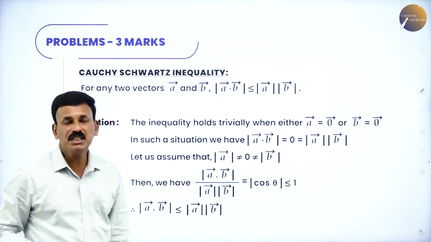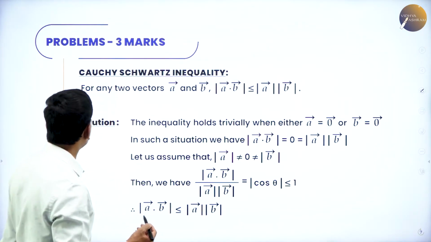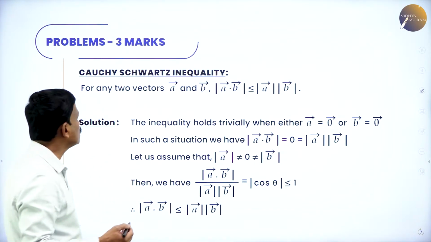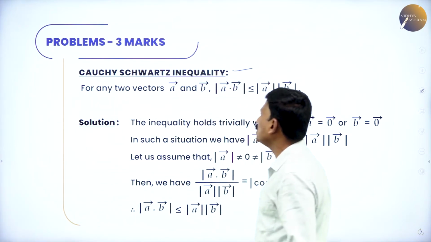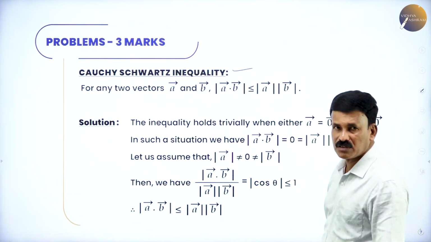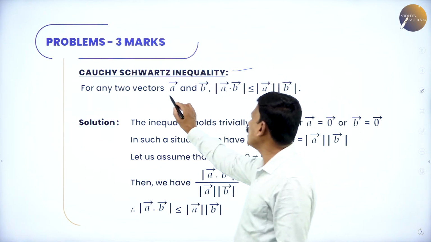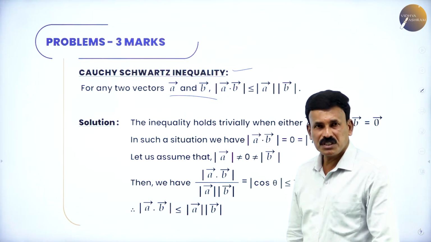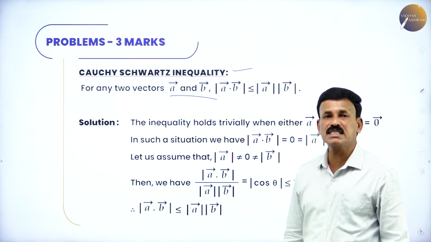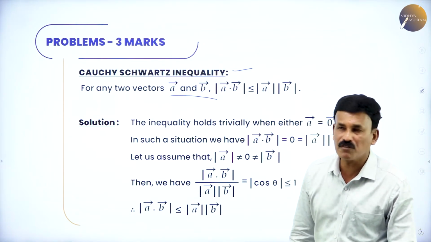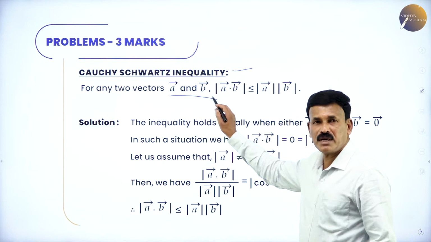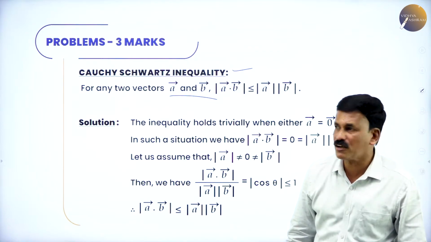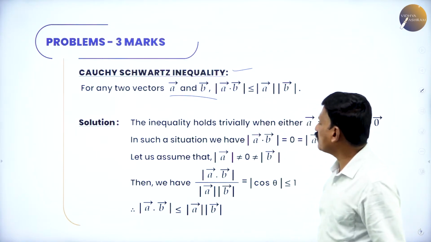Now, let us come to the inequalities. There are two inequalities. One is the Cauchy-Schwarz inequality, and another one is the triangular inequality. Let us discuss this very important inequality, the Cauchy-Schwarz inequality. What is this inequality? It states that for any two vectors A and B, the magnitude of A dot B is always less than or equal to the length of A into the length of B. This is called the Cauchy-Schwarz inequality.